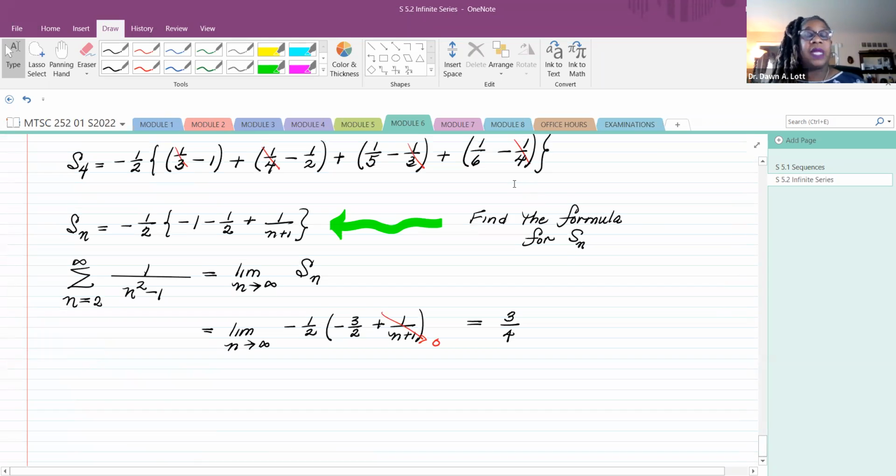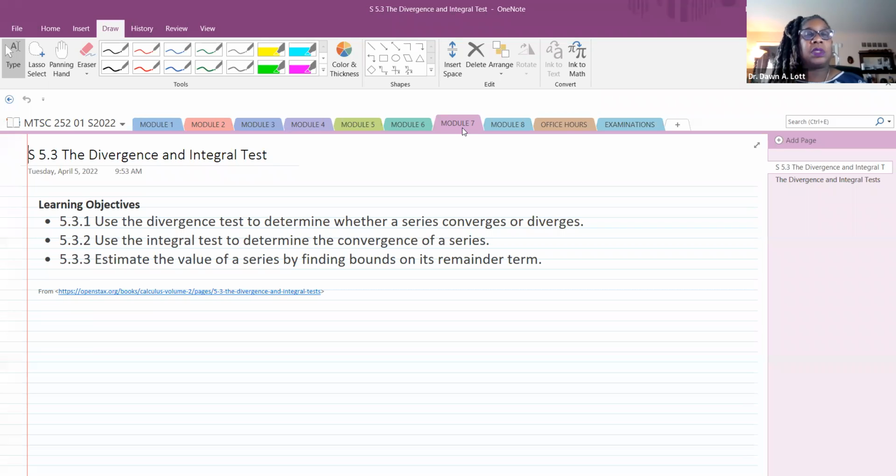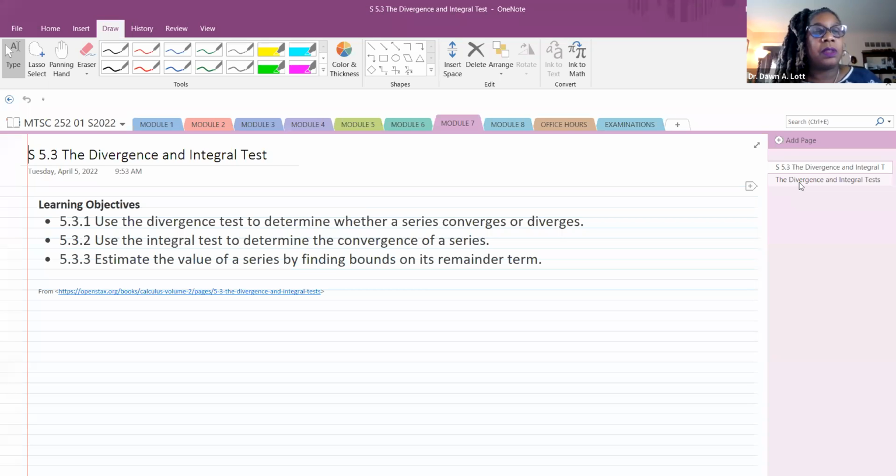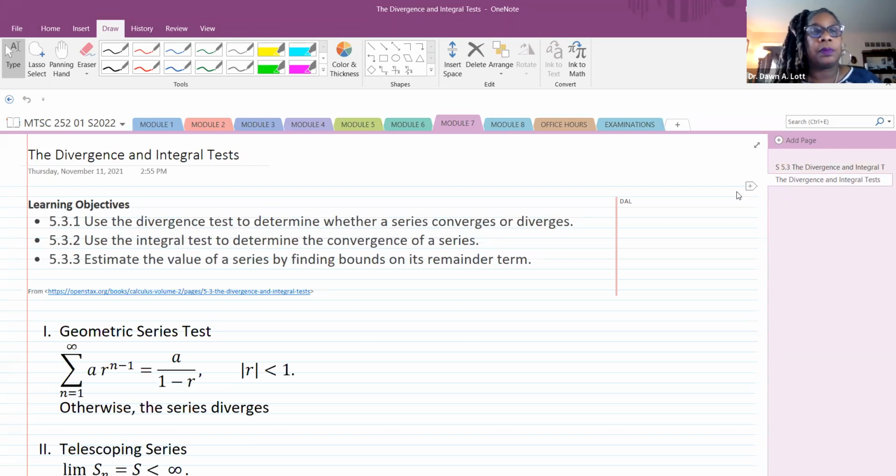All righty. Well, that's the end of module 6. Module 7 starts with the divergence and the integral test. So I'm going to continue this video with this. In this section, we're going to use the divergence test to determine whether a series converges or diverges. We're going to use the integral test to determine the convergence of a series and estimate the value of a series by finding bounds on the remainder terms. I'm not sure if we're going to get to all of that in this section. We're definitely going to do goals, objectives 1 and 2.